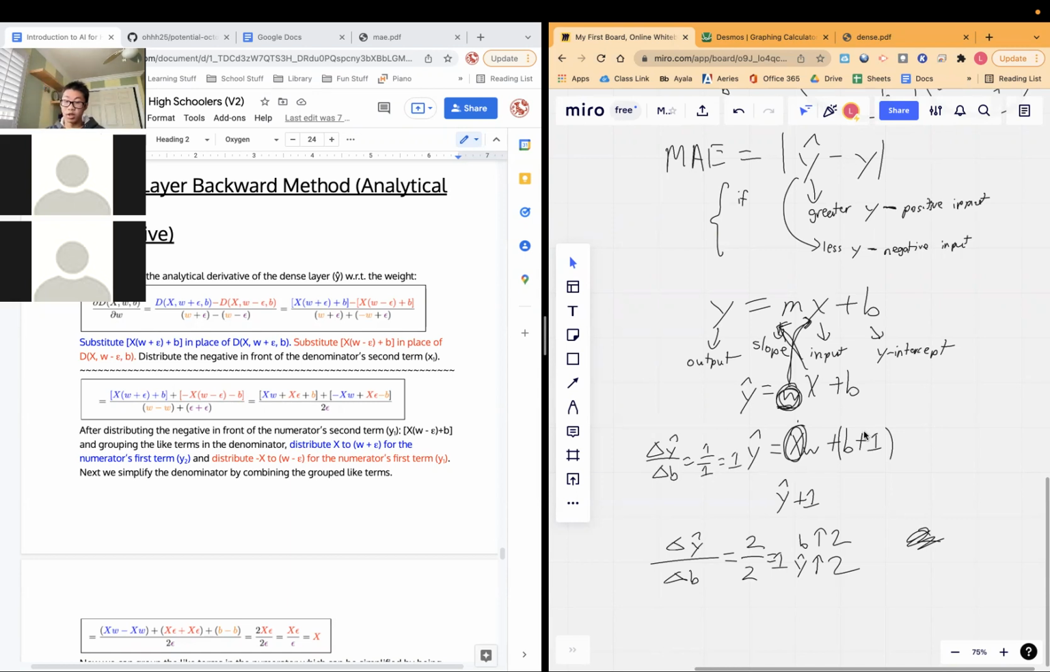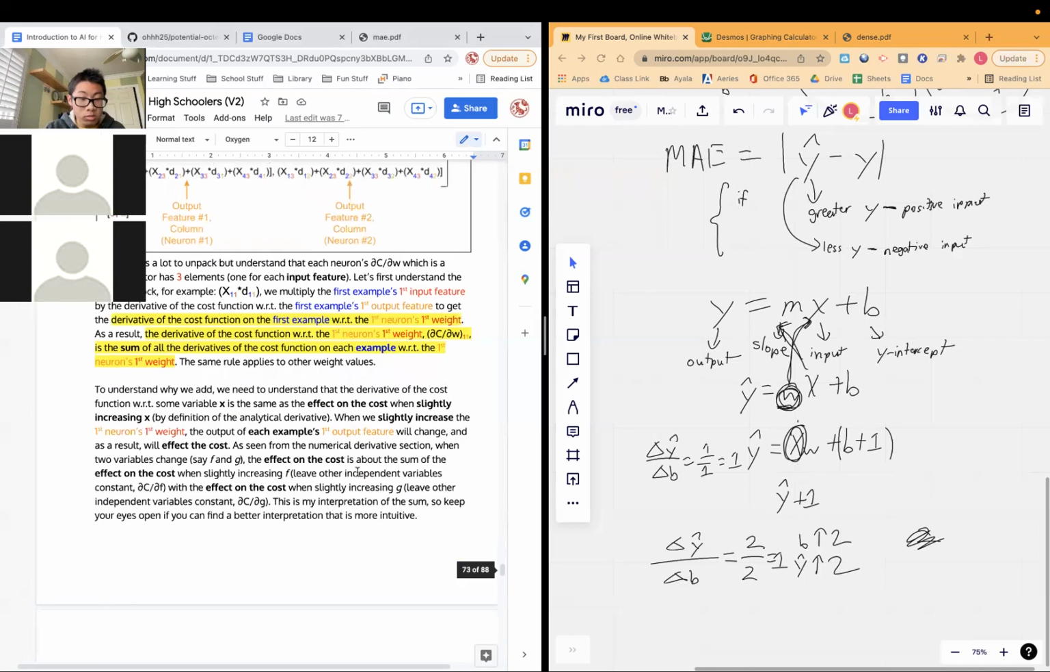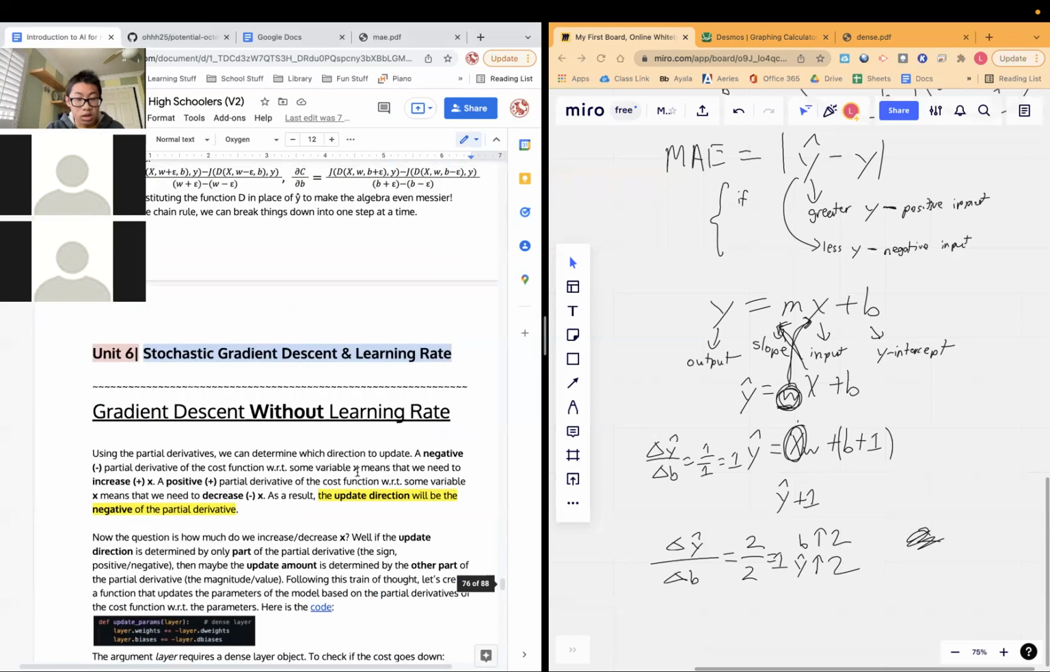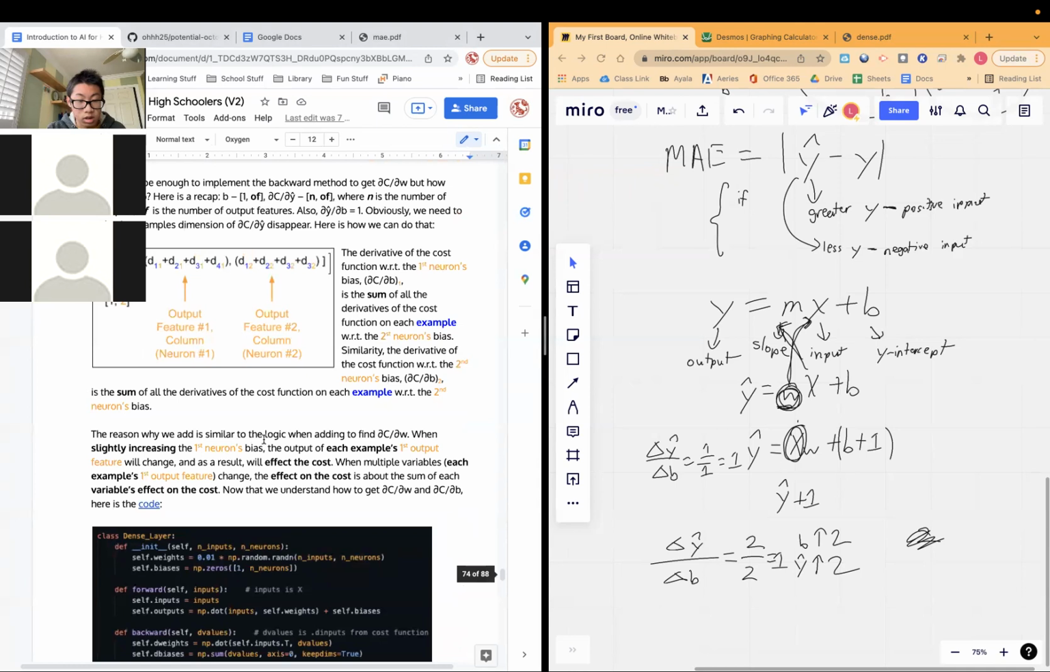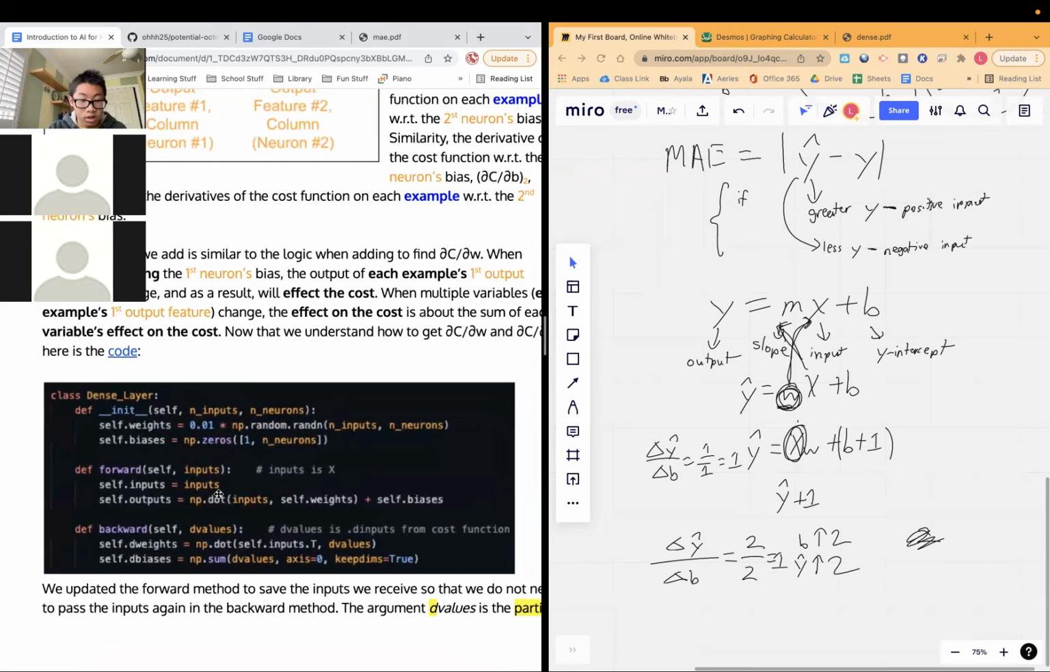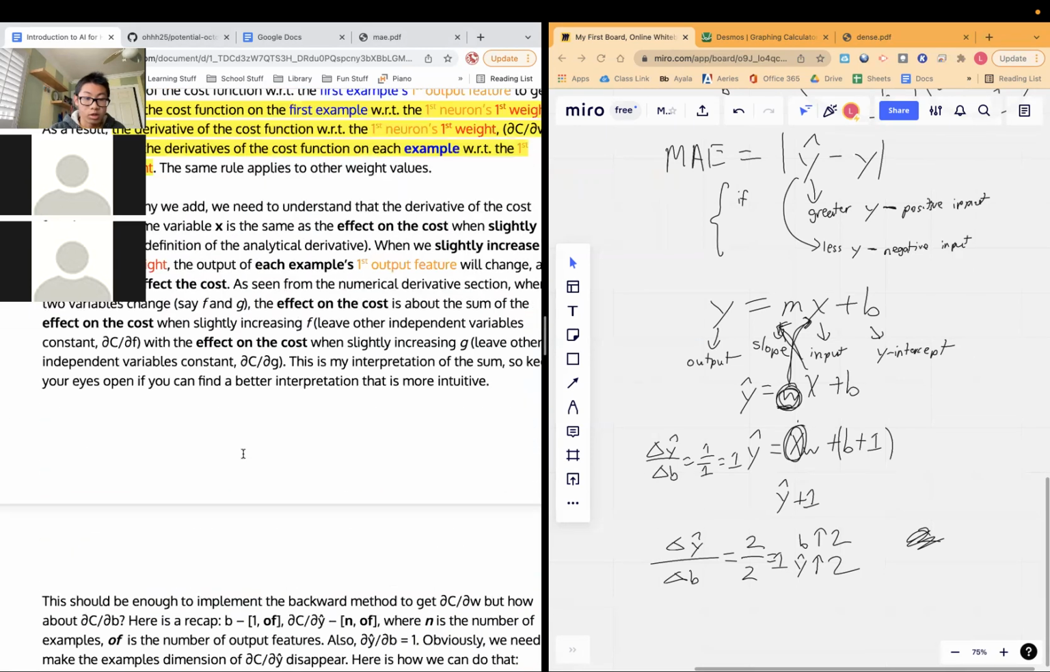So that's why your slope is 1. Now that that's done, here is the code. The code for this is, so you have the slope of the weights, which is going to be... oh wait, I haven't talked about that.